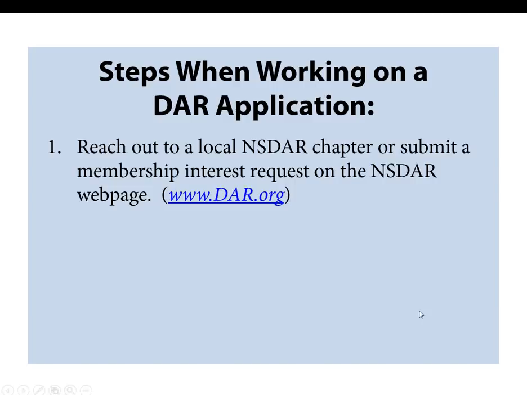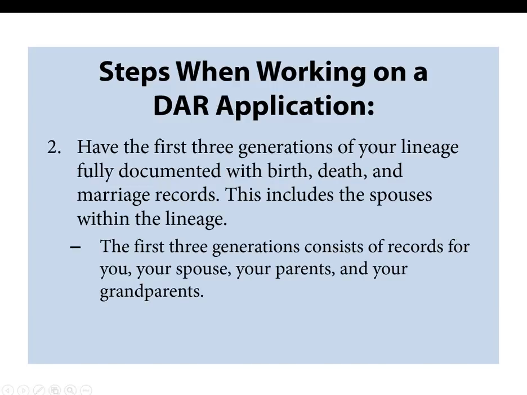The next step is to start gathering the first 3 generations of your lineage and fully document the birth, death, and marriage for your first 3 generations, which consists of you, your spouse, your parents, and your grandparents. Many states limit access of records to the 20th century for non-family members. So if you were to have access to those, vital records are birth, death, and marriage records registered with local governments. It is not necessary to have all of that documentation, but starting the process is preferred.